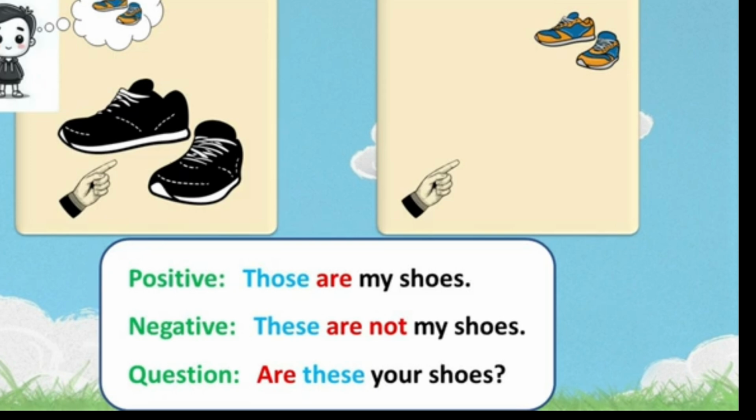Negative sentence. How can you ask the boy about his shoes? Well, first you need the be verb. What's the be verb for 2 things? The be verb for more than one thing is are. Aren't these your shoes? No, those are my shoes.